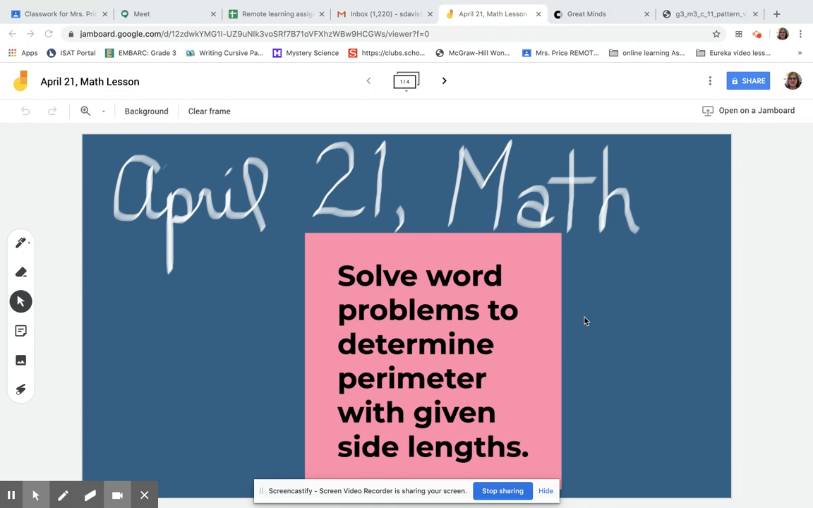We're going to do a review of yesterday's math lesson because so many of you did it wrong. So we're going to go over a couple of questions. They're different questions today, but we're going to talk about how to solve these problems. We're learning about solving word problems to determine the perimeter with given side lengths.